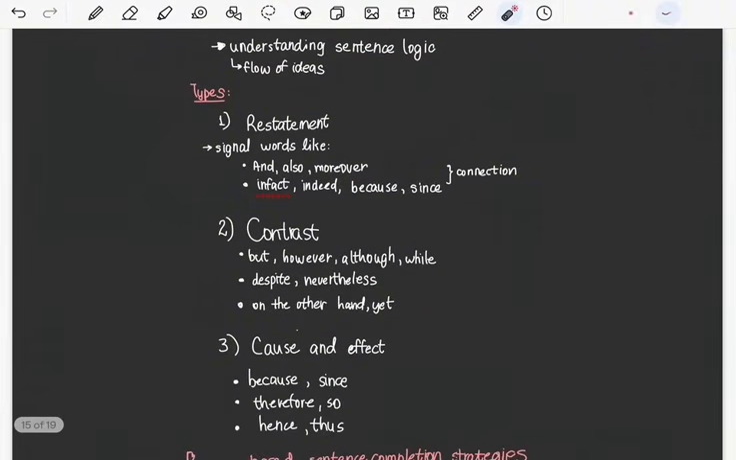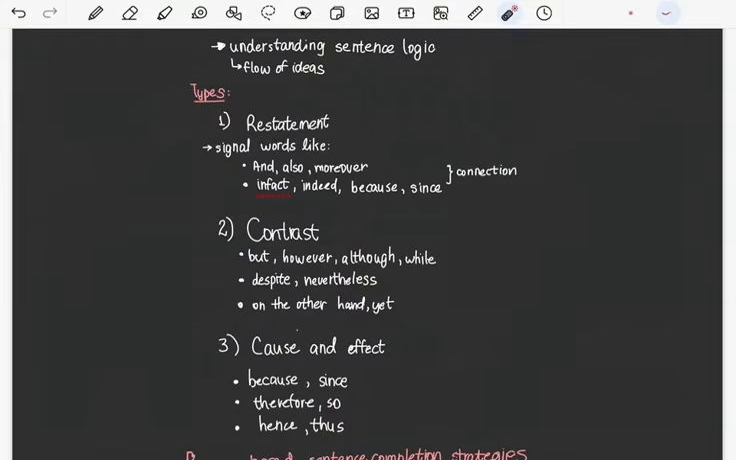So there are three types of structures you can observe in a sentence completion question. First one is a restatement, also known as continuation or support. This means that the blank continues to support the same idea. Okay, so in a given sentence, the blank continues to support a given idea that is stated before that.